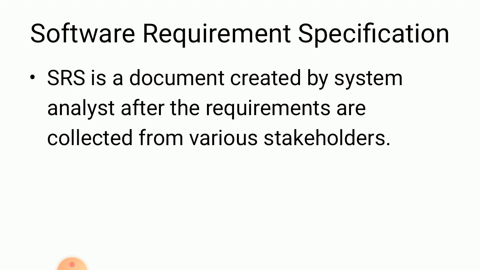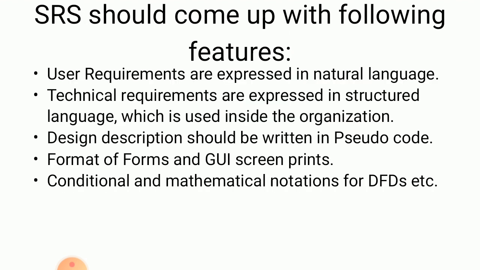The software team collects the data from various stakeholders, and after getting that data, they prepare the SRS document. The SRS document is the most important document for developing a project or software. After preparing this software requirement specification document, the software developer team goes for development, meaning they start the actual execution of the project. Now, the SRS should come with the following features.